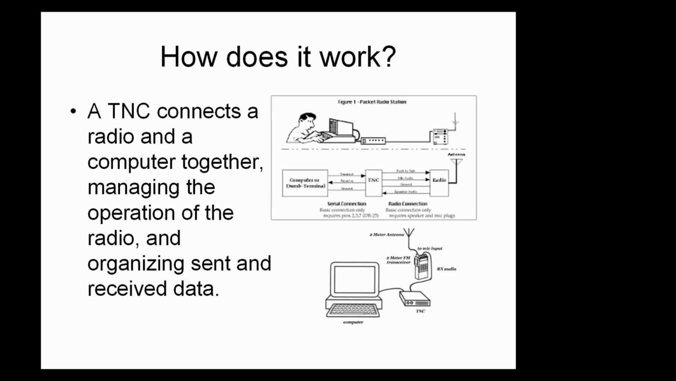Okay, so you can see in the lower diagram, the most simple layout of all, it's really just a laptop or a computer. The terminal node controller acts as an interface between that and the radio. In the upper diagram, you can see some of the detail of what the TNC is actually doing, that it's controlling the push-to-talk line, it's controlling some other functions of the terminal node controller. And in this case, it's showing that it's handling this for a dumb terminal or a computer.